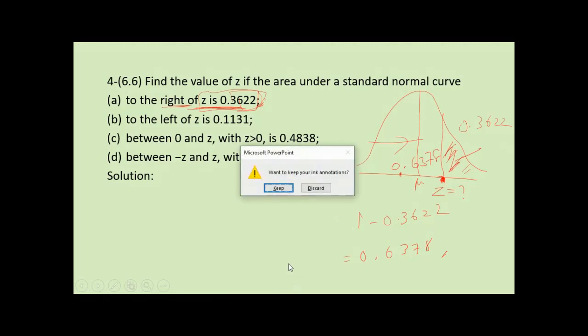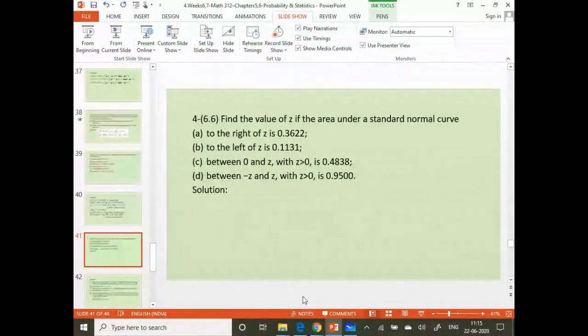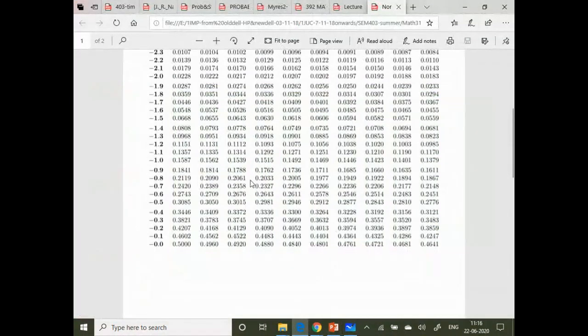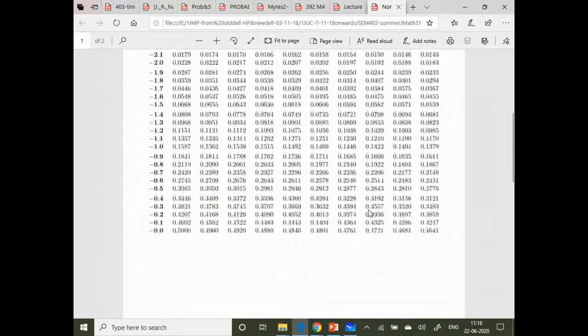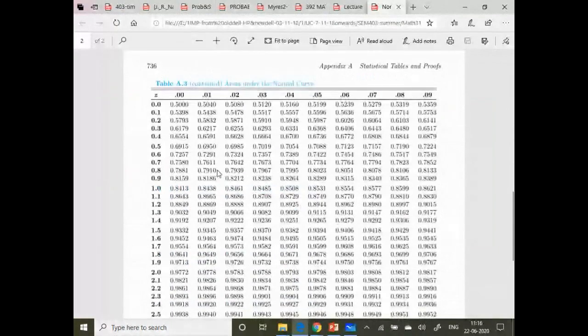Let's go to the table. Go to the area now. Where is 6378? It's not in this half. The maximum area is 0.46 in the first half. So 6378 is in the positive direction. Come here. 6378, 6368. This is the nearest value. We don't have 6378, but the nearest value is not 6406. The nearest value to our 6378 is 6368. This is the nearest value to the area.